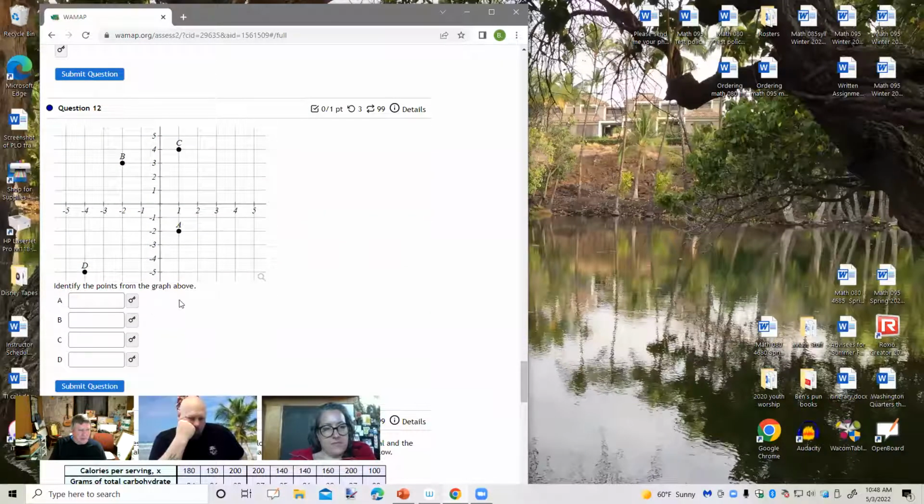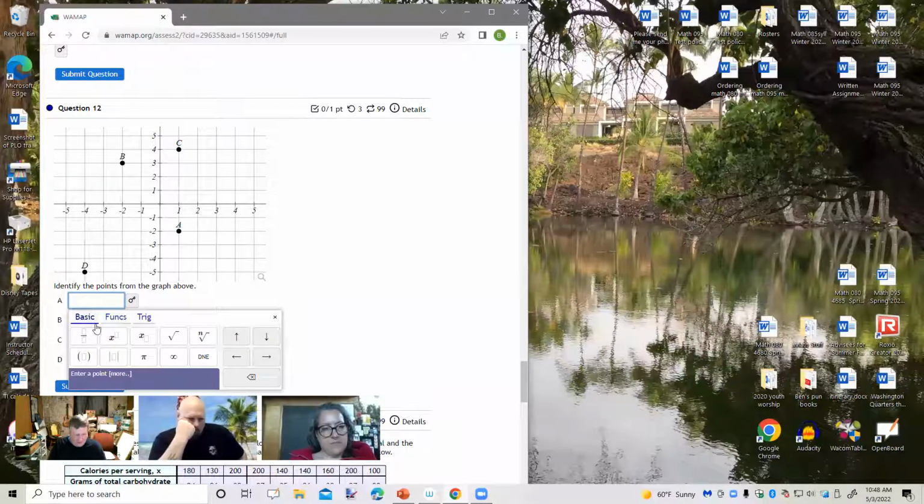Identify the points from the graph. Let's see here. A is what? 1, -2. Now, here's a tricky thing. So 1, -2, I'm going to click here. If I just put in 1, -2, it says invalid notation.